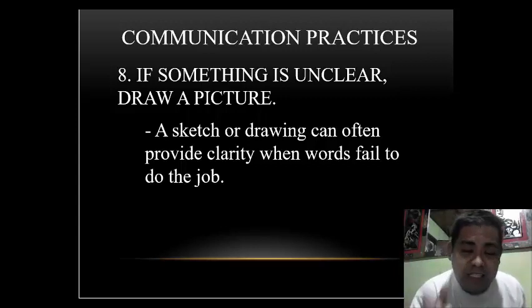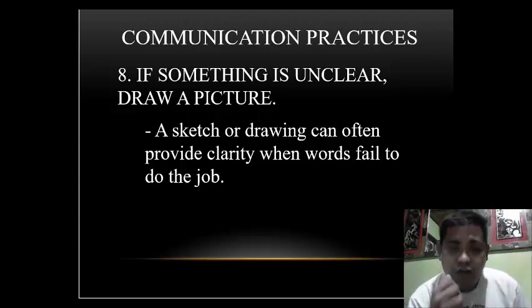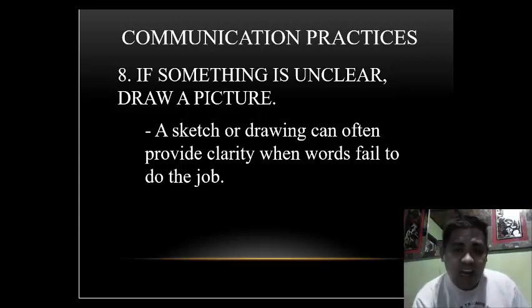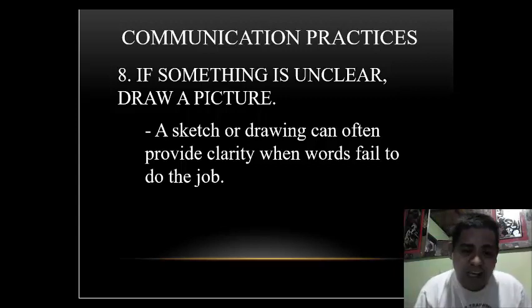If something is unclear, you can draw a picture. Pwede tayong mag-drawing, pwedeng magsulat. Kung stick man yan, okay lang. Basta mahalaga, naiintindihan yung inyong ipinapaliwanag. Yun yung sa number 8.